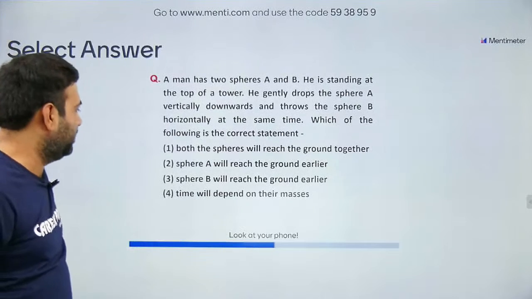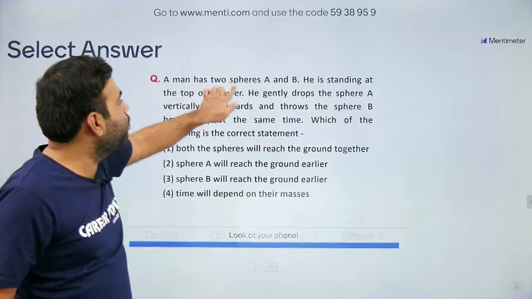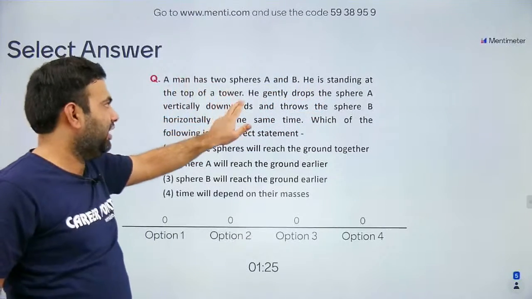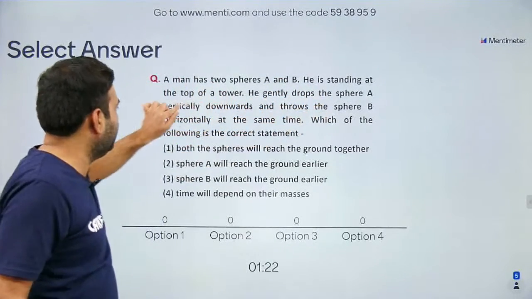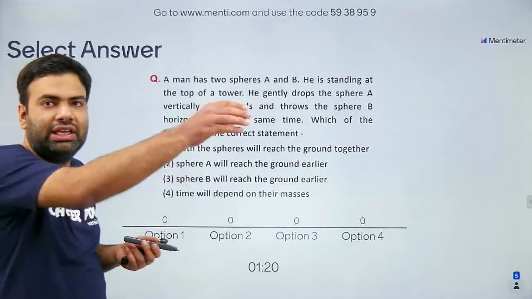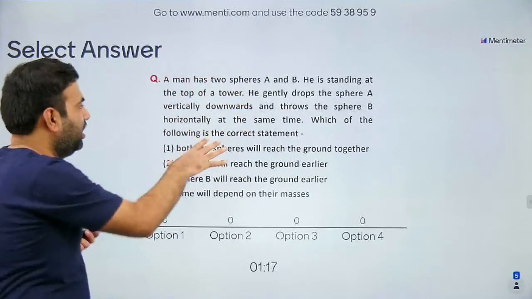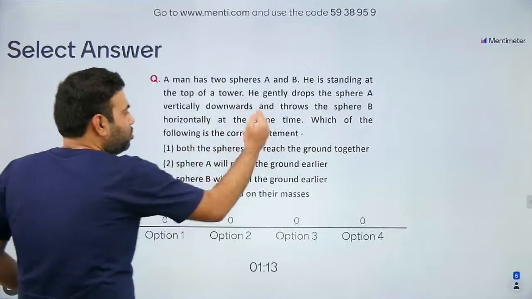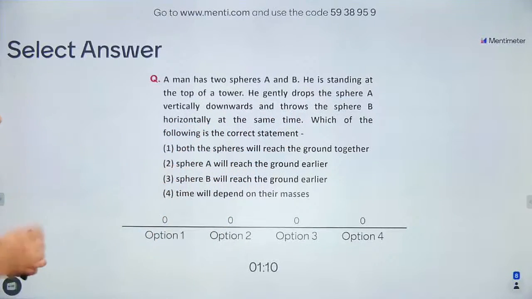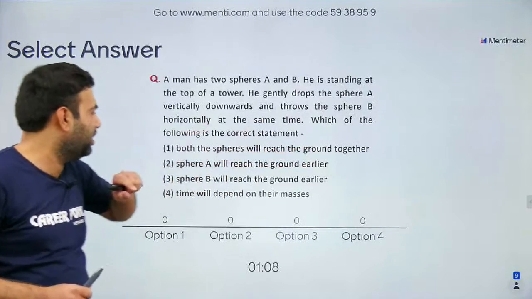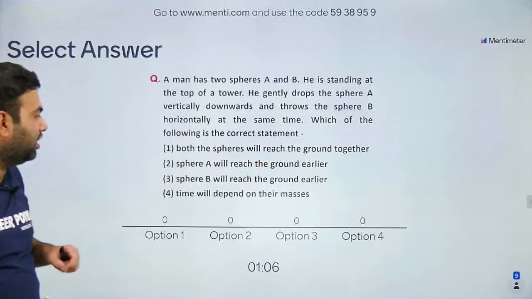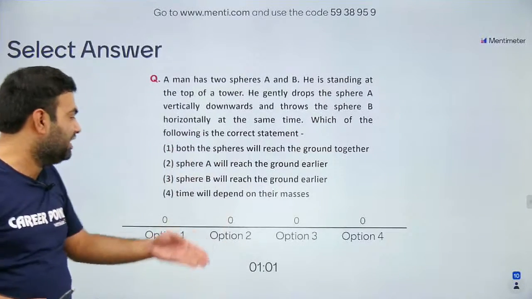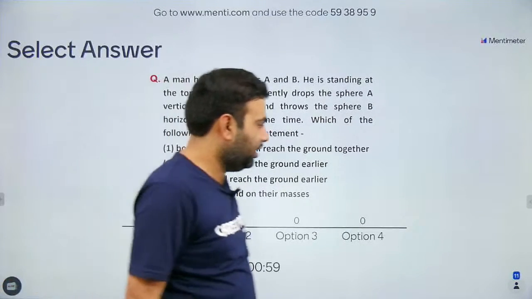Next question is in front of you. A man has two spheres, A and B. The man is standing at the top of a tower. He gently drops the sphere A vertically downward. Okay, drop means he is leaving it, he is dropping it. And he throws the sphere B horizontally at the same time. Then which of the following statements is correct? Both spheres will reach the ground together. Sphere A will reach the ground earlier. Sphere B will reach the ground earlier. Or the time to fall is dependent on their masses. Okay.